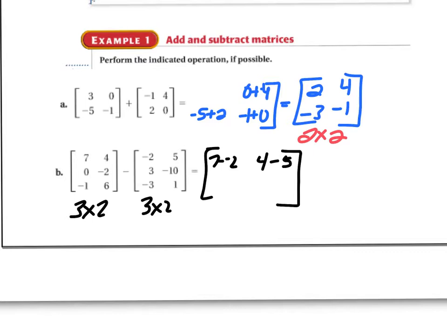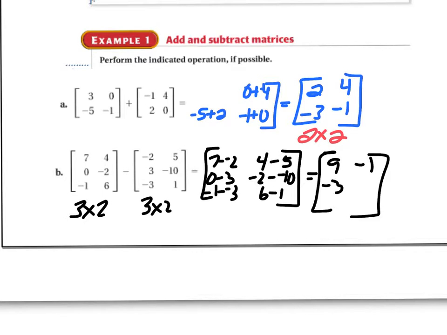Then in my second row, I'll have 0 minus 3, and my second column is negative 2 minus a negative 10, and then finally a negative 1 minus a negative 3, and 6 minus 1. And then when you go ahead and add these all up, you will get 7 plus 2, which is 9, 4 minus 5, which is negative 1, 0 minus 3, negative 2 plus 10 is 8, negative 1 plus 3 is 2, and 6 minus 1 is 5.